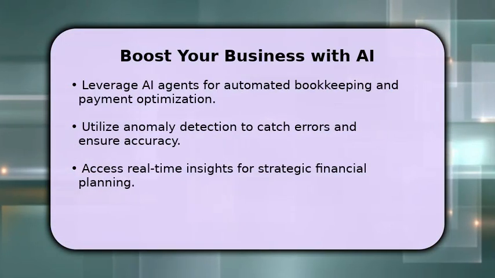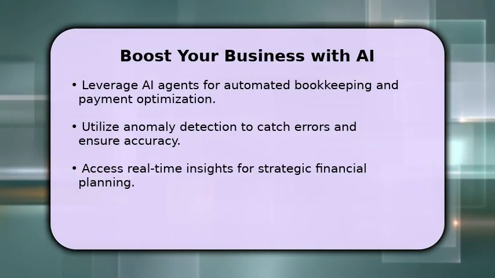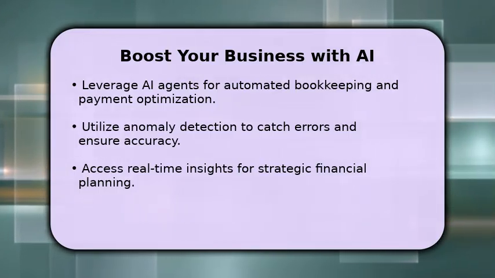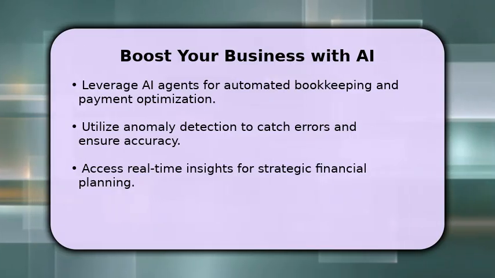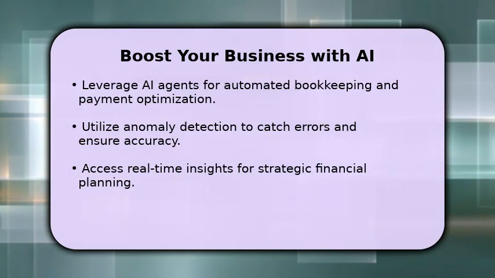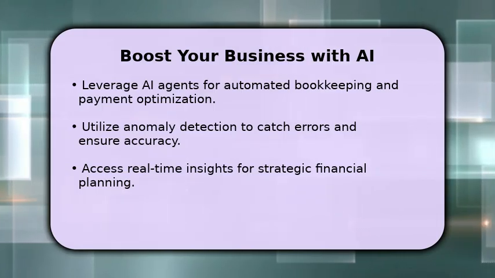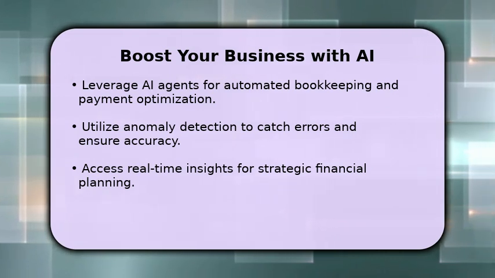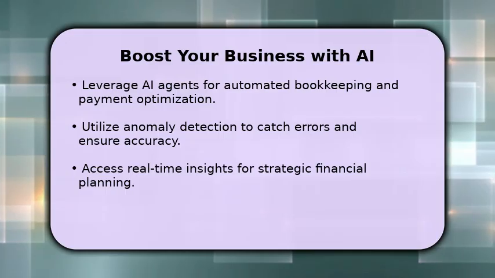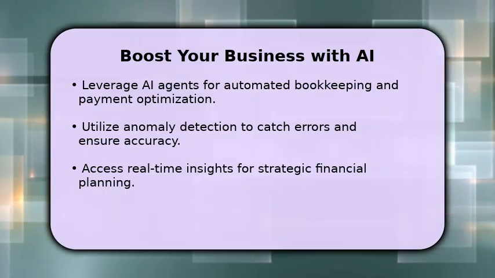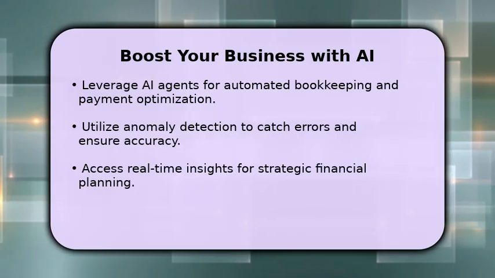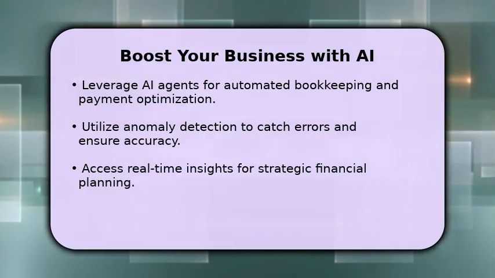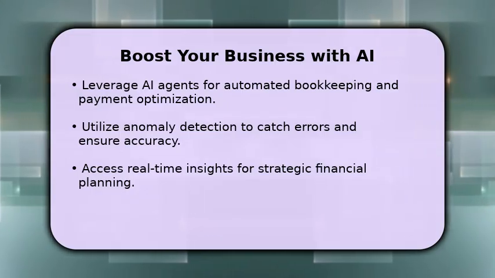To truly maximize efficiency, leverage QuickBooks AI agents like the accounting agent and payments agent for automated bookkeeping and optimized payment collection. The system's anomaly detection helps you catch errors quickly, ensuring your financial records are accurate. By accessing real-time insights, you can make smarter, data-backed decisions for your business's future. Many users report saving between 5 and 12 hours per month on routine bookkeeping tasks, allowing you to focus on growth and strategic initiatives.